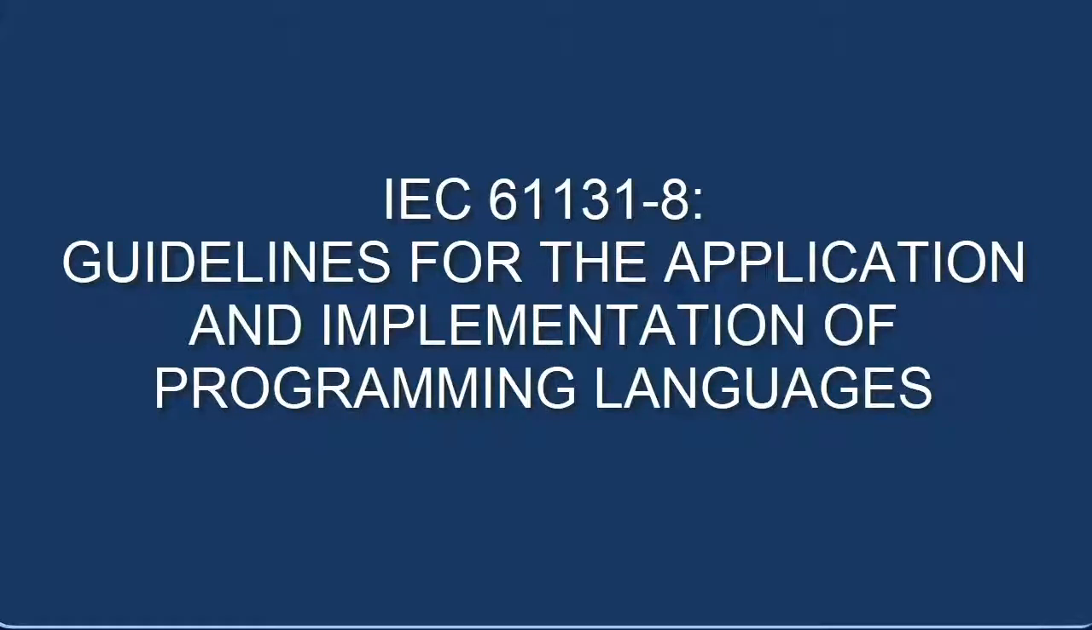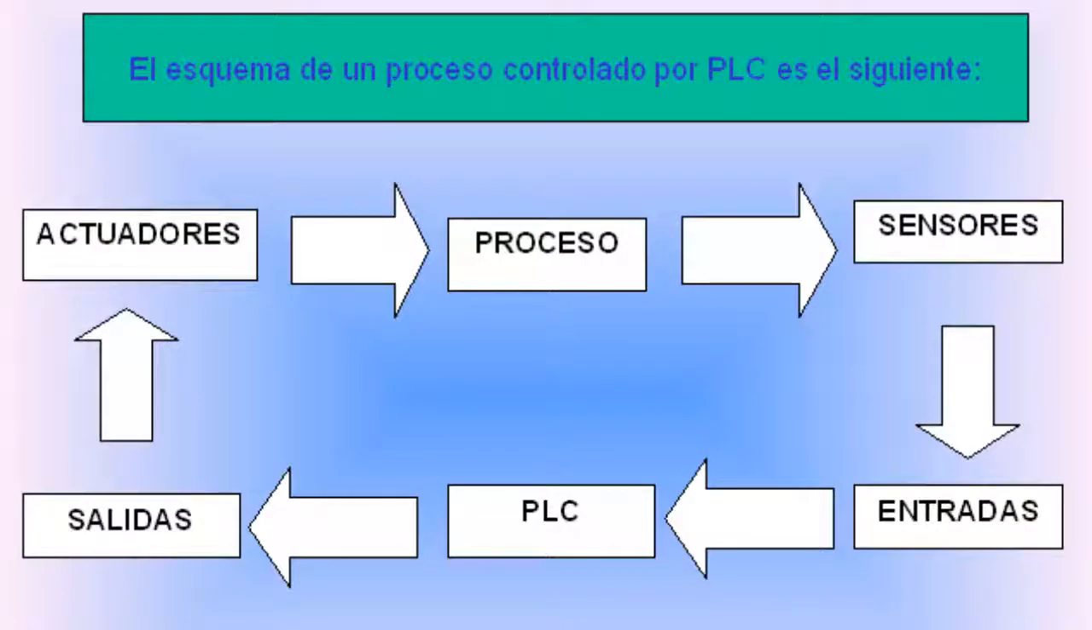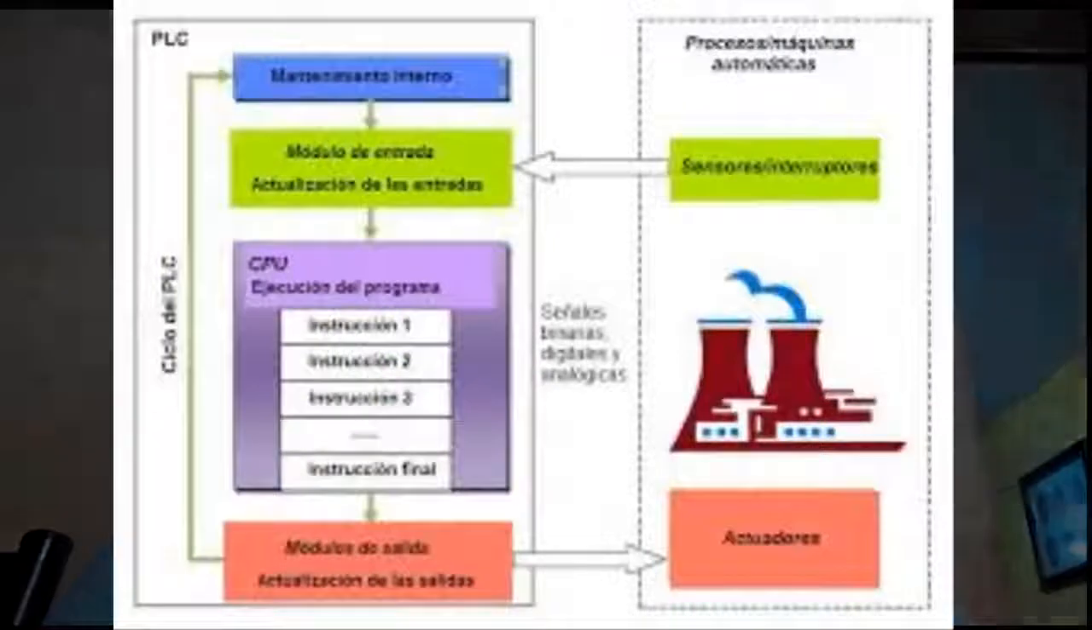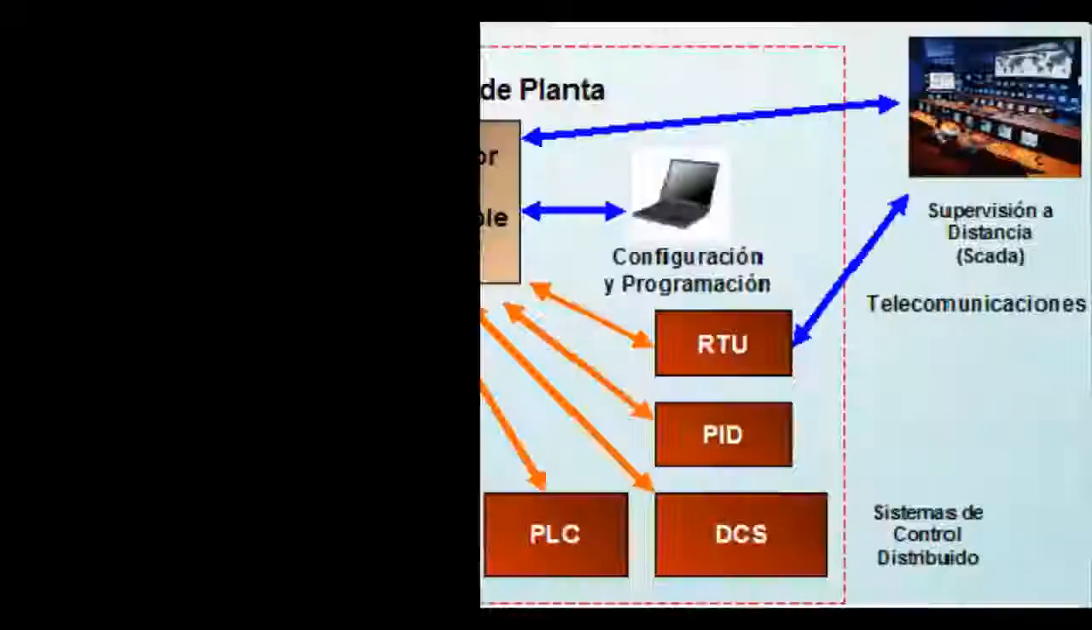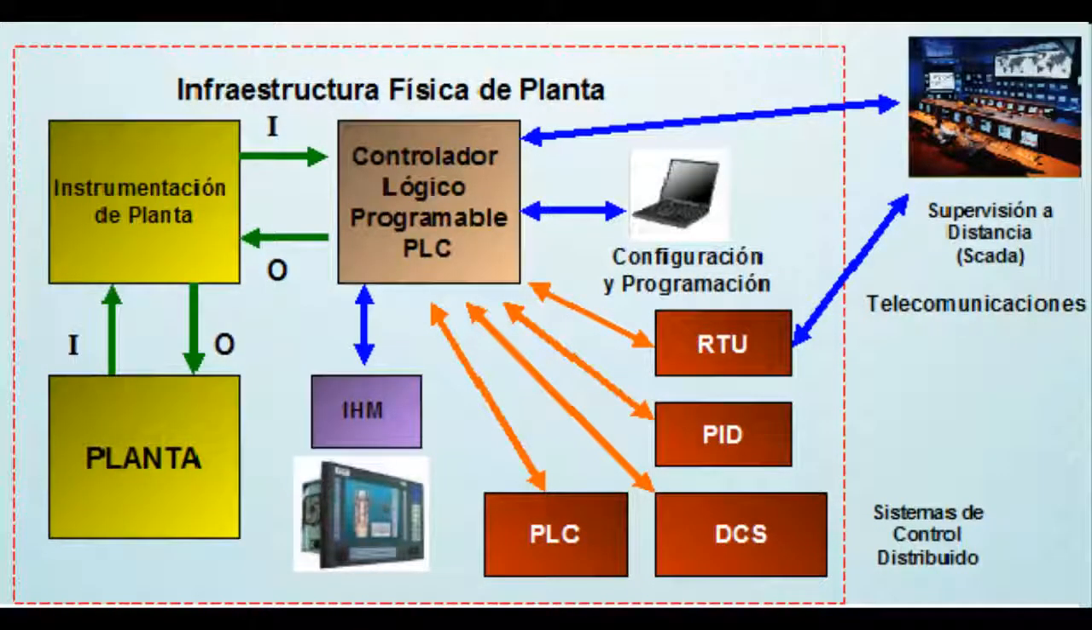IEC 61131-8, Guidelines for the application and implementation of programming languages. This part is the technical report referring to programming of the programmable control system using the programming languages defined in Part 3. This document provides guidelines for the application of the Part 3 languages for programming control systems, with recommendations for their evolving use.